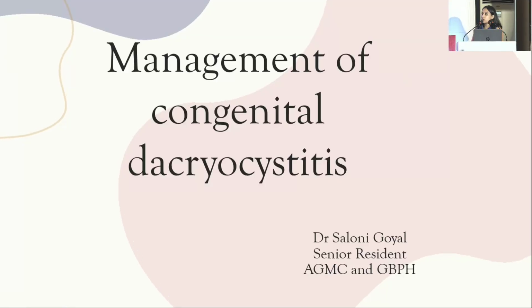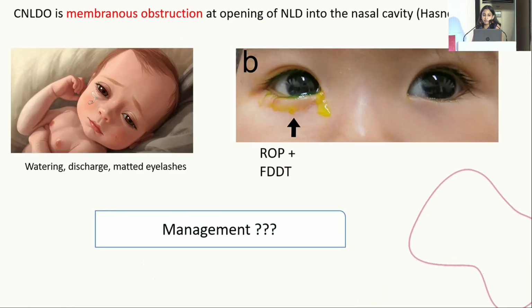Yeah, I'll be presenting on the topic of management of congenital dacryocystitis. Just a brief, what is it? It is a membranous obstruction that is present below the NLD. Imagine this is the nasolacrimal duct. There is a membranous block over here at the valve of Hasner. So the child presents with watering, discharge, matted eyes. We know there will be regurgitation, pressure will be positive, and there will be delay in the disappearance of the dye. So what is the management?